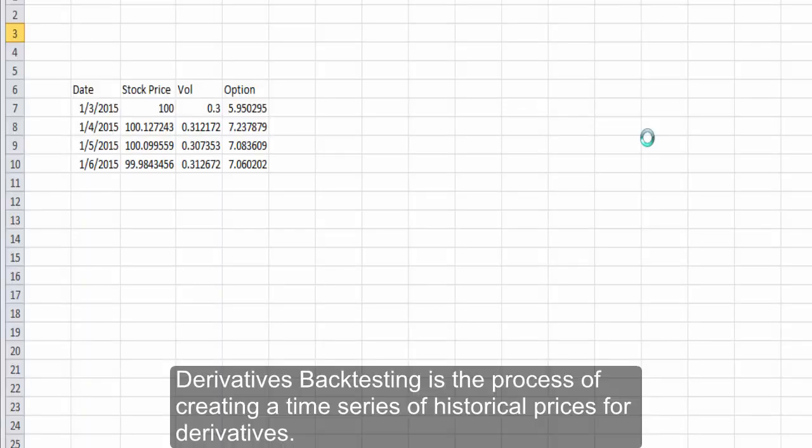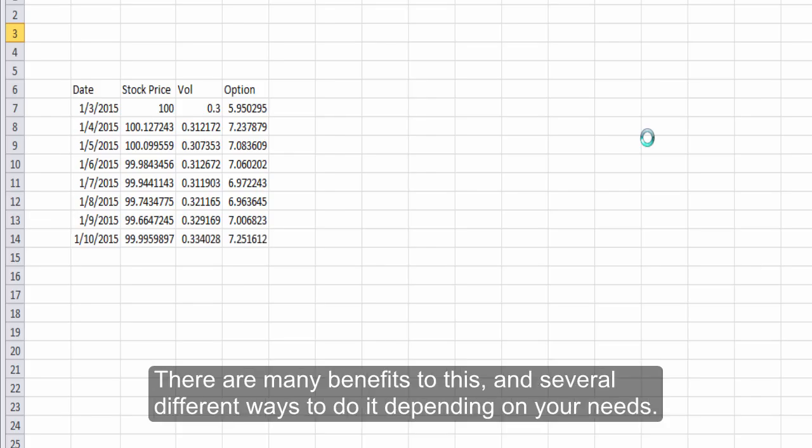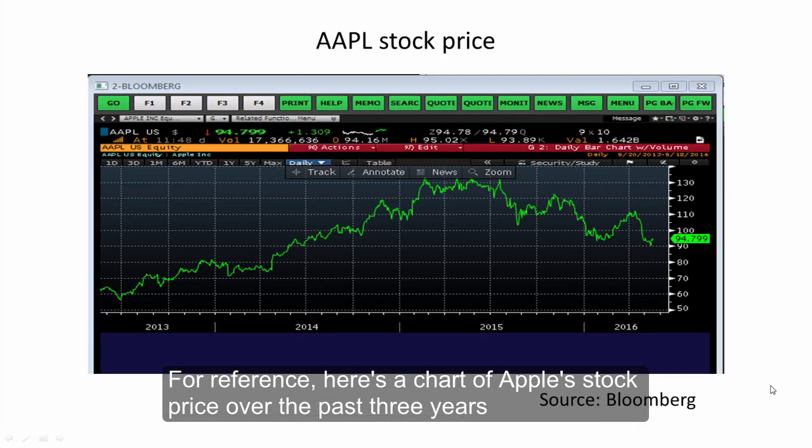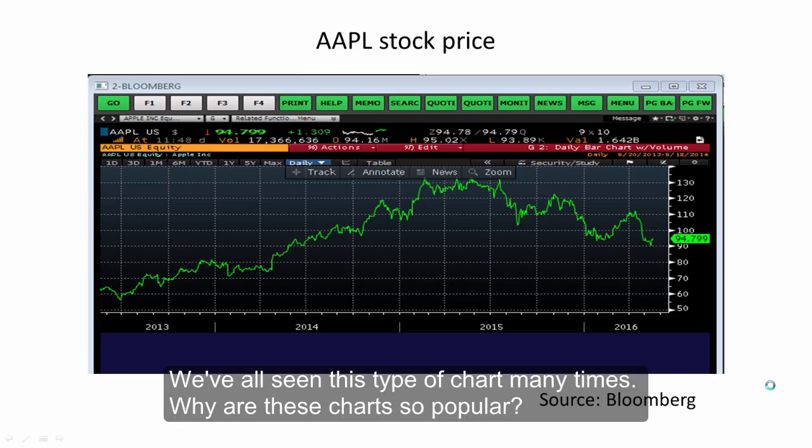Derivatives backtesting is the process of creating a time series of historical prices for derivatives. There are many benefits to this, and several different ways to do it depending on your needs. For reference, here's a chart of Apple's stock price over the past 3 years. We've all seen this type of chart many times.